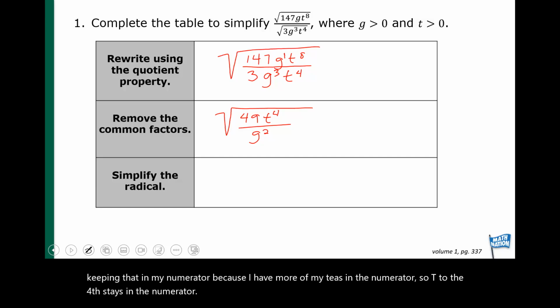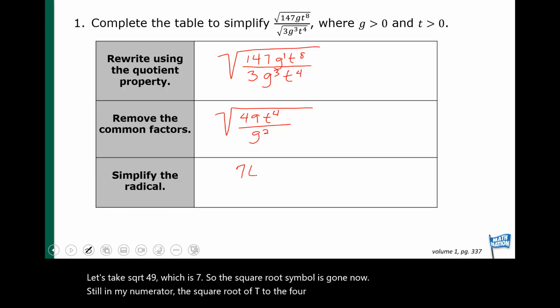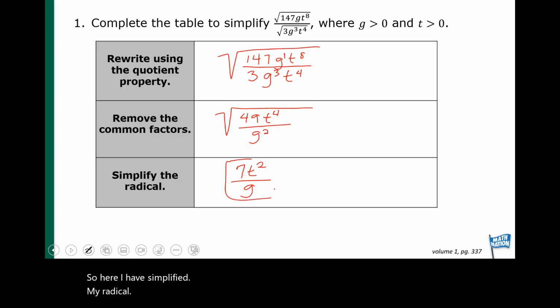Now let's simplify the radical. Let's take the square root of 49, which is 7. So the square root symbol is gone now. Still in my numerator, the square root of t to the fourth is t to the second. Over, keep it as a fraction, the square root of g to the second is just g. So here I have simplified my radical, and it gives us 7t to the second over g.